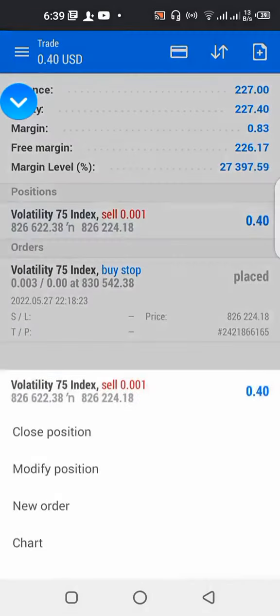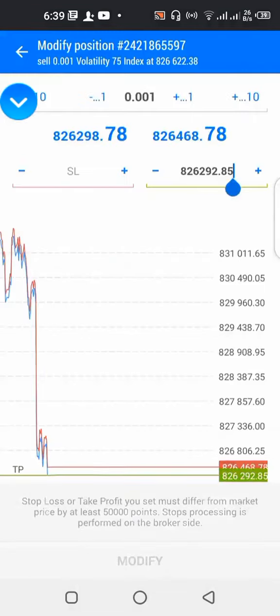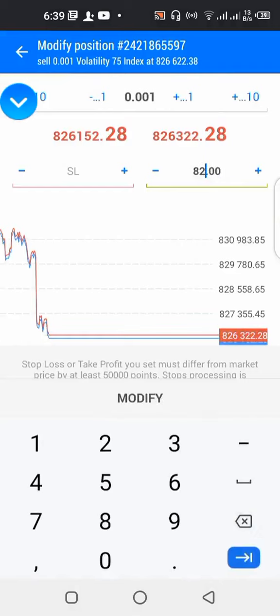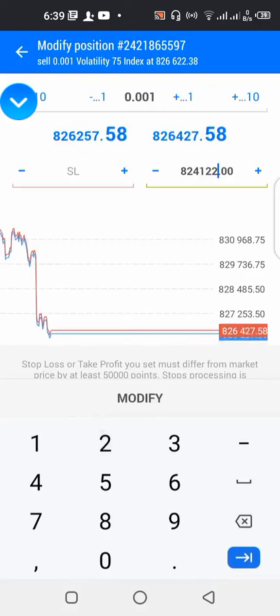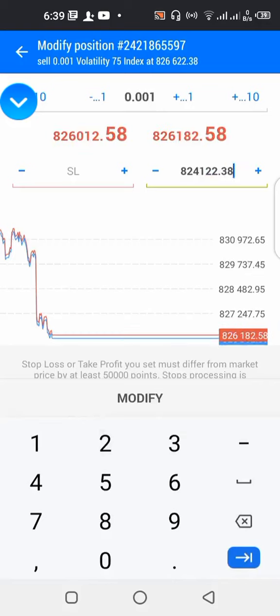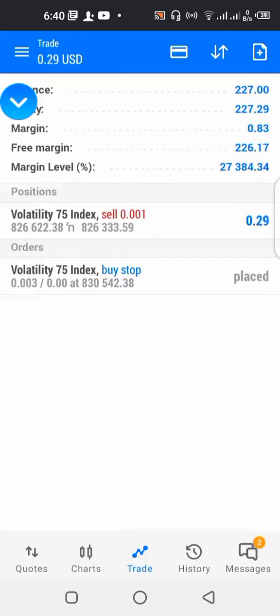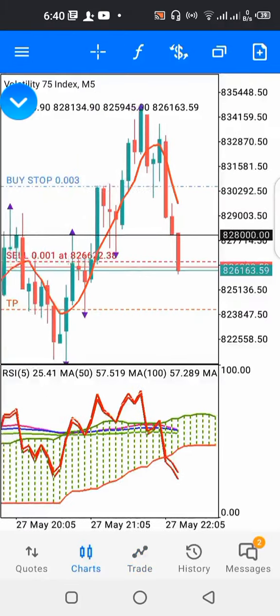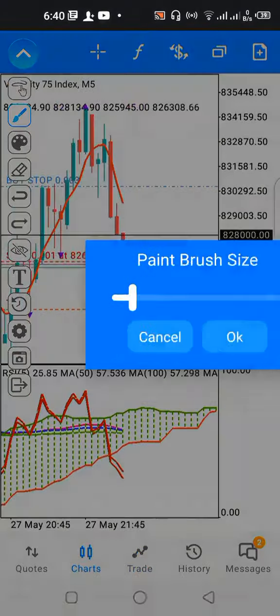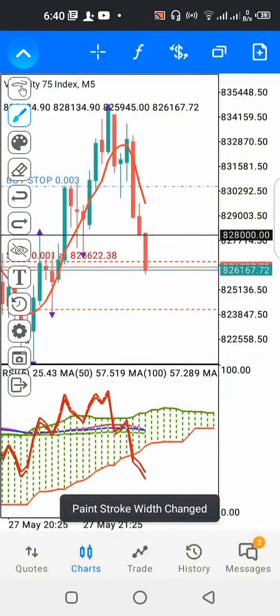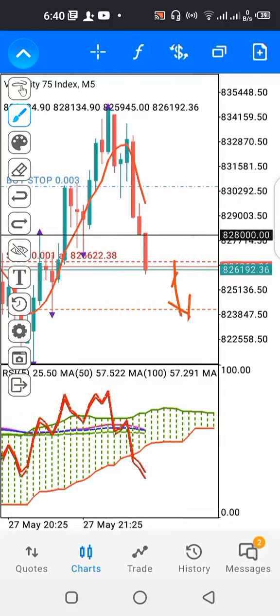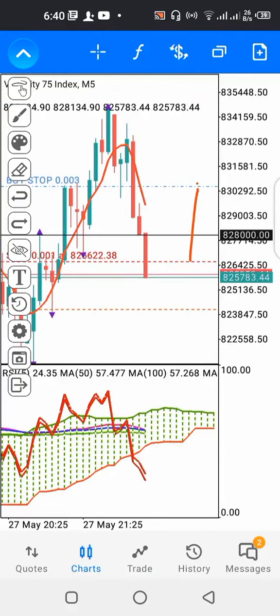And the point distance for the buy stop is 3,920 points. Okay, for the take profit, it is 2,500 points. So what I just did is place a take profit for my sell trade. Okay, that's the take profit distance for the sell trade, and this is the hedge spacing.